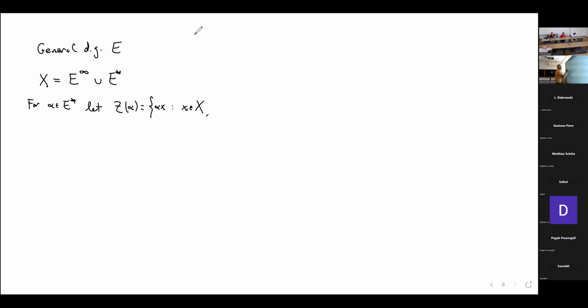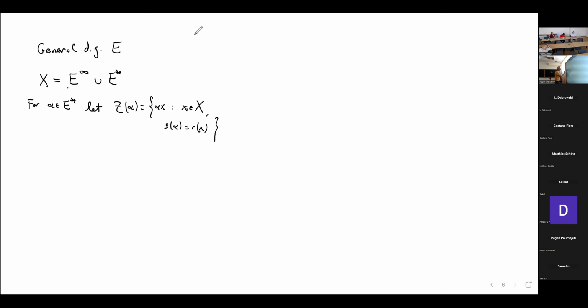And of course, the source of alpha should be the range of X. Infinite paths have a range, just not a source, whereas the finite paths have both a range and a source. So all we have to make sure is that the range of our element of X matches the source of alpha, so this concatenation is defined. So it's certain subsets of this space X.